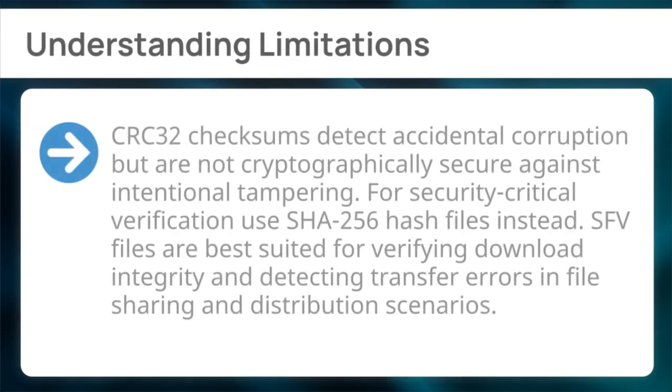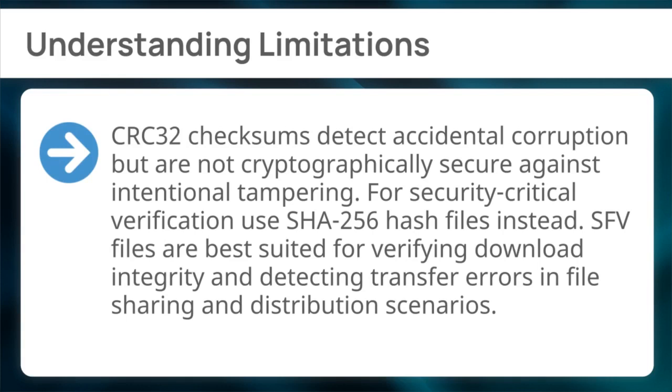Finally, understanding limitations. CRC32 checksums detect accidental corruption but are not cryptographically secure against intentional tampering. For security-critical verification, use SHA-256 hash files instead. SFV files are best suited for verifying download integrity and detecting transfer errors in file sharing and distribution scenarios.